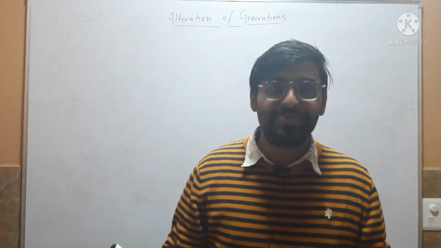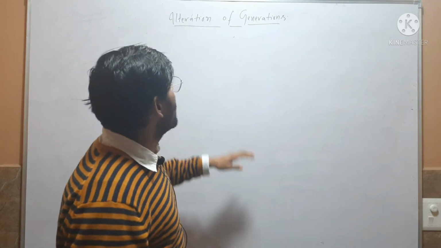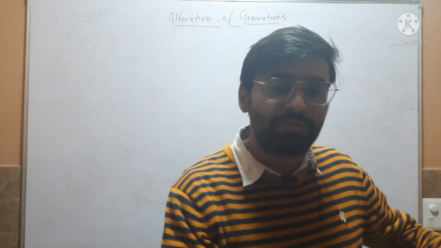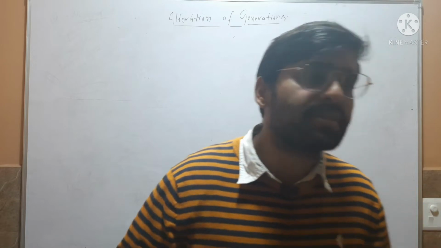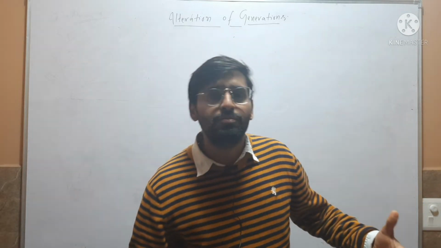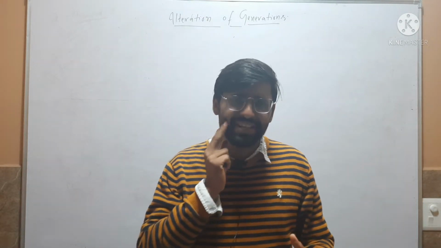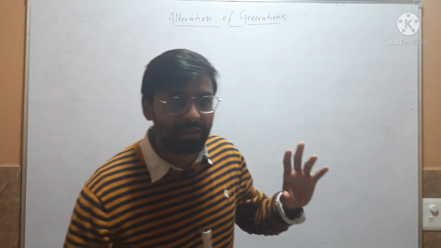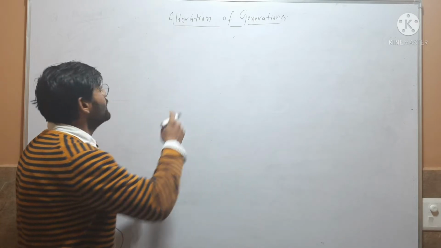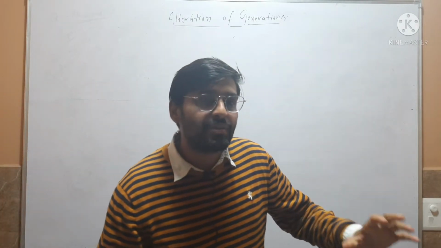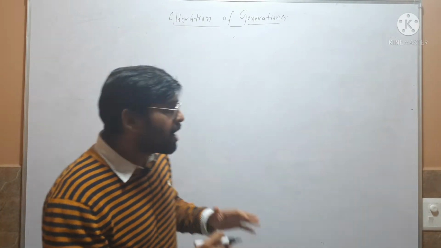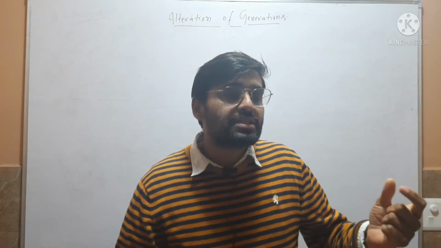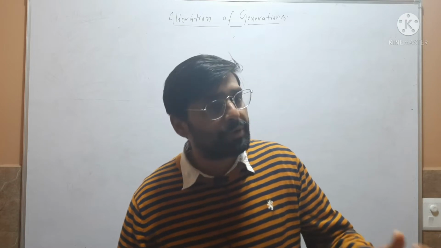Hello friends, in this video we will discuss alternation of generation. We have frequently heard in the case of plants that alternation of generation occurs in the life cycle of plants. So what is alternation of generation? We will understand it by discussing sexual reproduction in organisms, that is, the life cycle of a sexually reproducing organism.